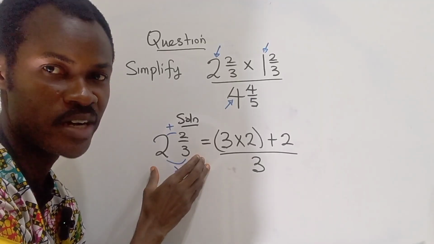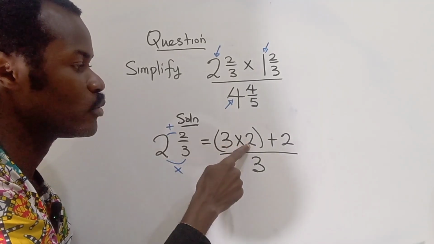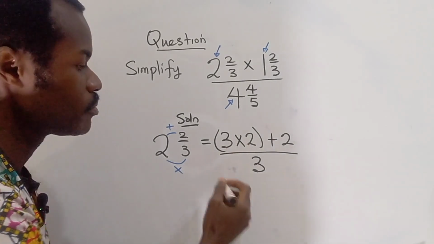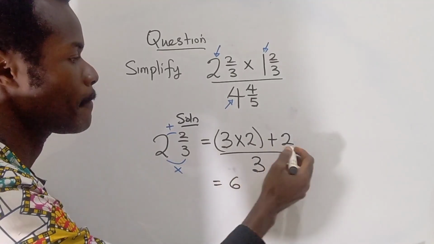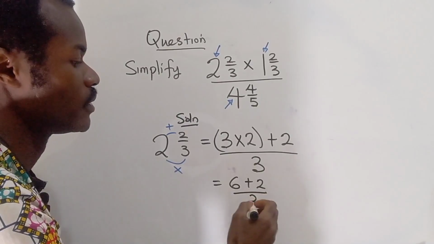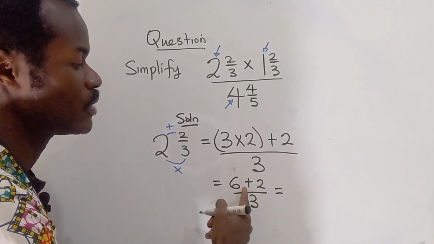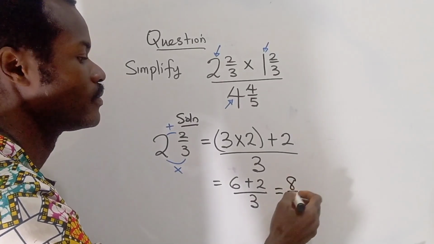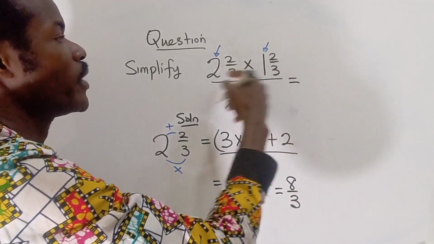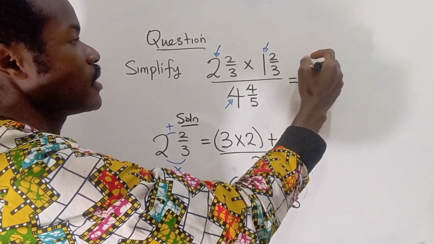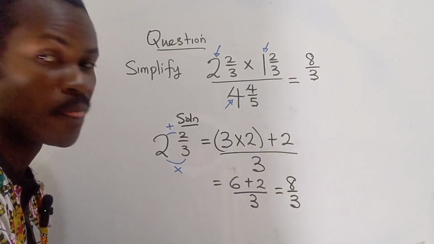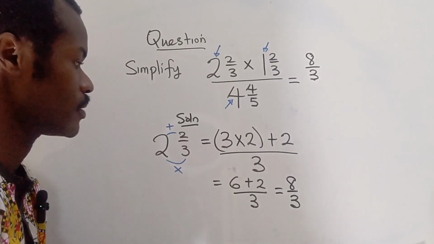So our 3 times 2 is 6. So we have 6 plus 2, divided by 3. This gives us 6 plus 2 is 8, divided by 3. So in this expression, we have this part as 8 divided by 3. So we've done the first conversion.